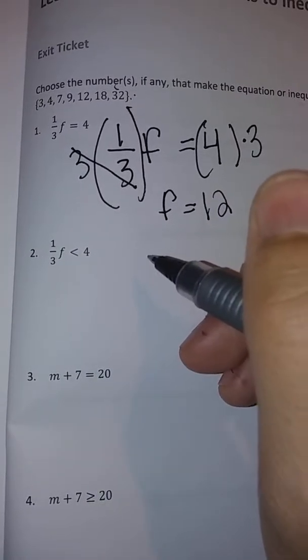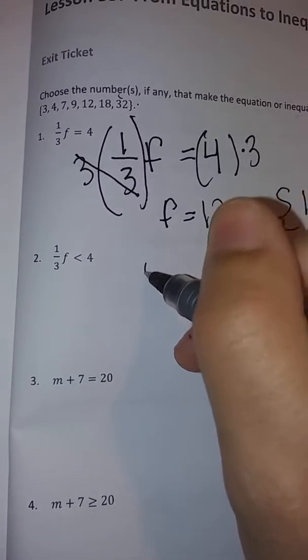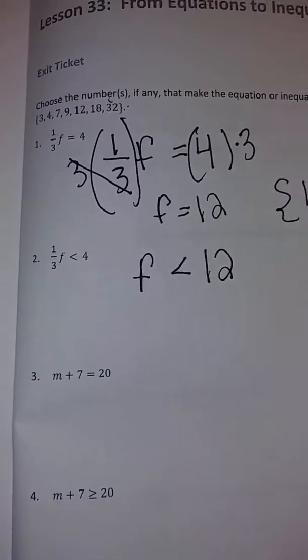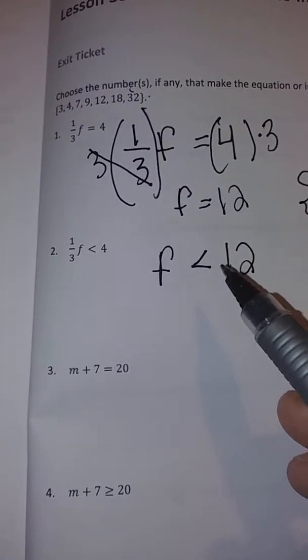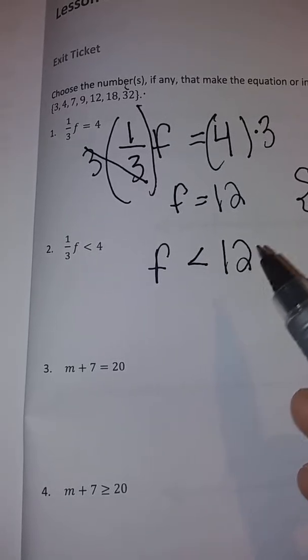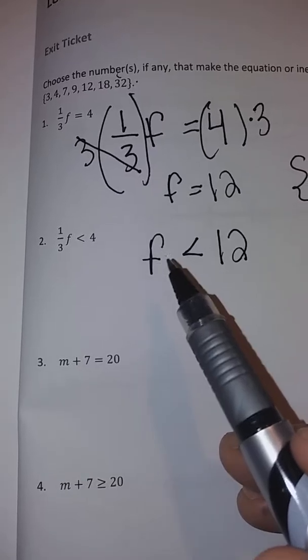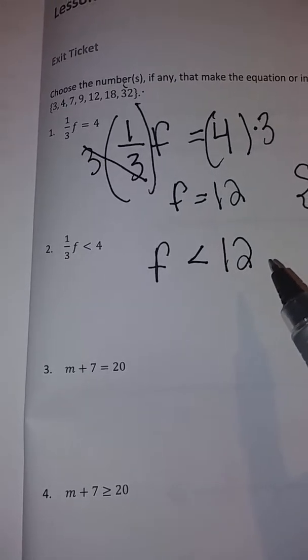This one, we already know the answer. It's going to be f is less than 12. Some of you guys were reading this wrong. You're reading it as f is greater than 12. Remember, you read from left to right. So this is f is less than 12.